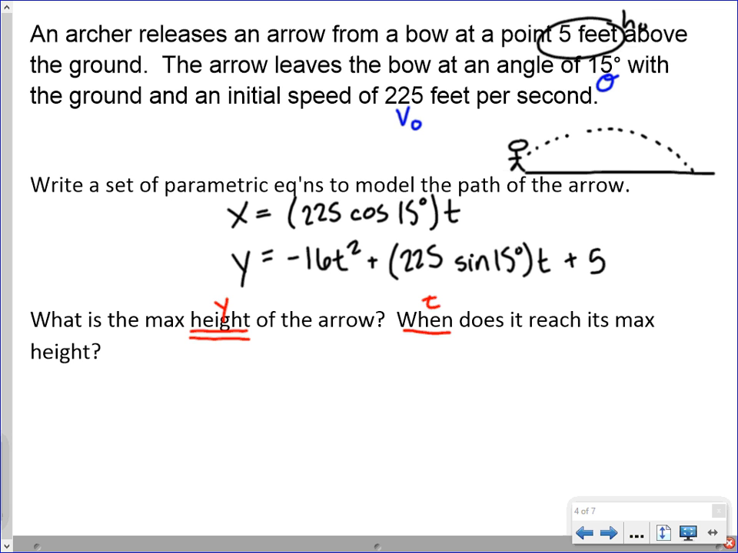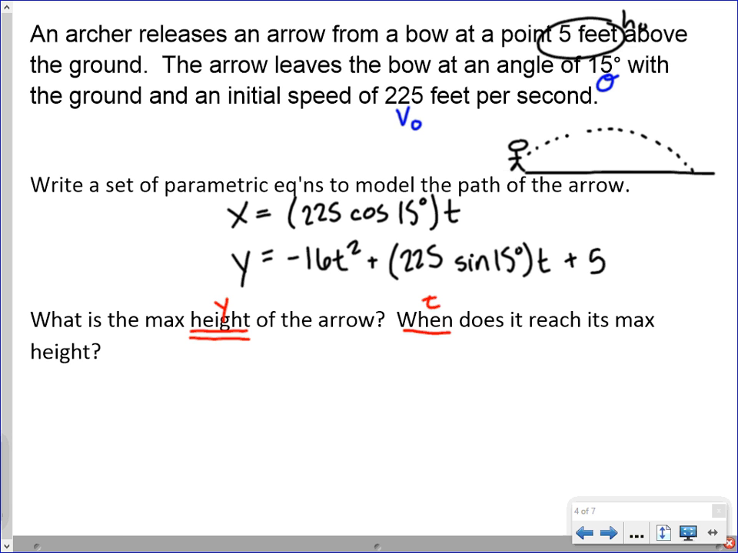Okay, so ideas on how we might be able to answer this question. Okay, solve for t first, so find out when it reaches its max height, because if you can find out when it reaches its max height, to find the max height, all you have to do is plug in the time. Okay, so maybe solve for the time first.